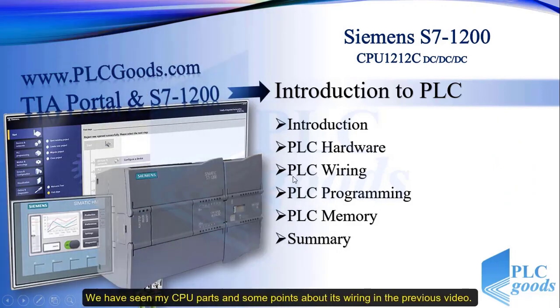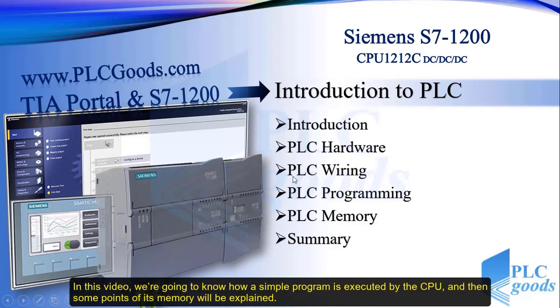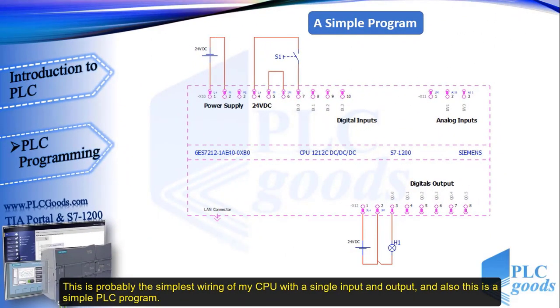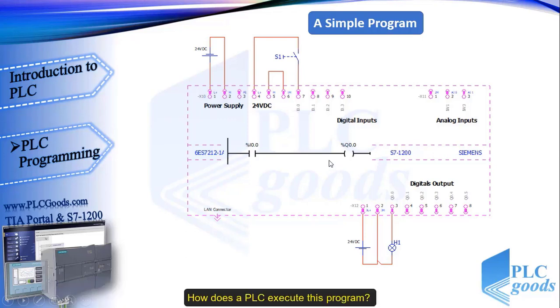We have seen my CPU parts and some points about its wiring in the previous video. In this video, we are going to know how a simple program is executed by the CPU, and then some points of its memory will be explained. This is probably the simplest wiring of my CPU with a single input and output. And also this is a simple PLC program. How does a PLC execute this program?